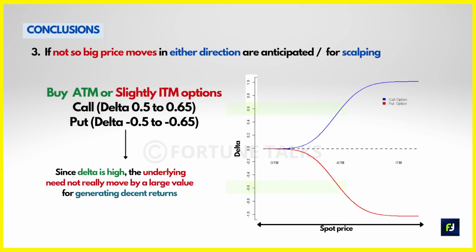Now, if you don't expect very big price moves or you just want to scalp the market, then at the money options are the best. It is more sensitive to changes in the spot value when compared to out of the money options, and it is much cheaper than slightly in the money options. And since at the money options delta is high, the underlying need not really move by a very large value. Even if the underlying moves by a very small value, the option premium will change.